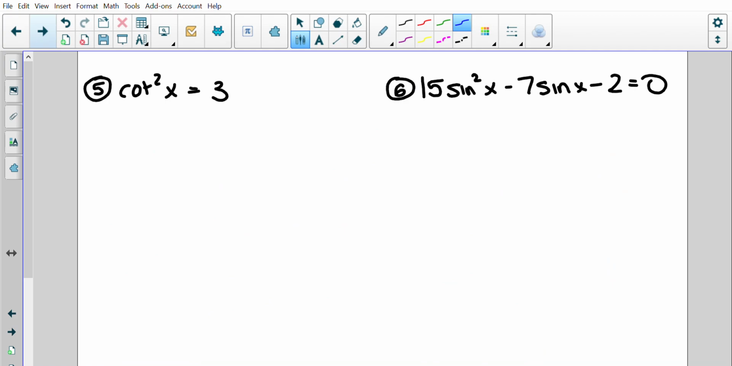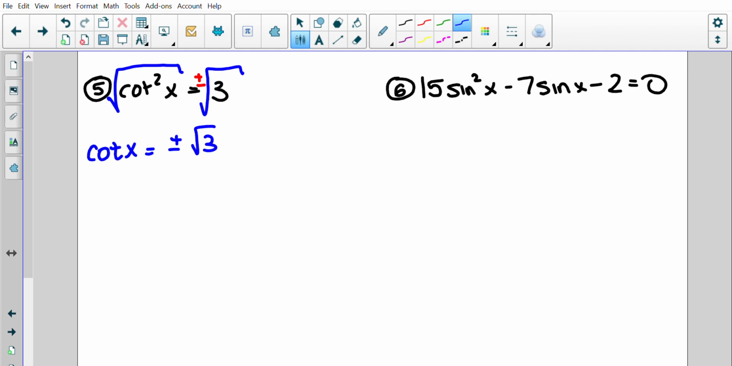So number 5 is a little bit of a different example, where we have cotan squared x equals 3. And again, the idea here is to first isolate the trig function. So I want to get rid of this squared here. So I'm going to square root both sides of the equation. Be careful when you square root. You need to remember the plus or minus sign. And then we're going to go ahead and say that this is where cotan x equals plus or minus root 3.